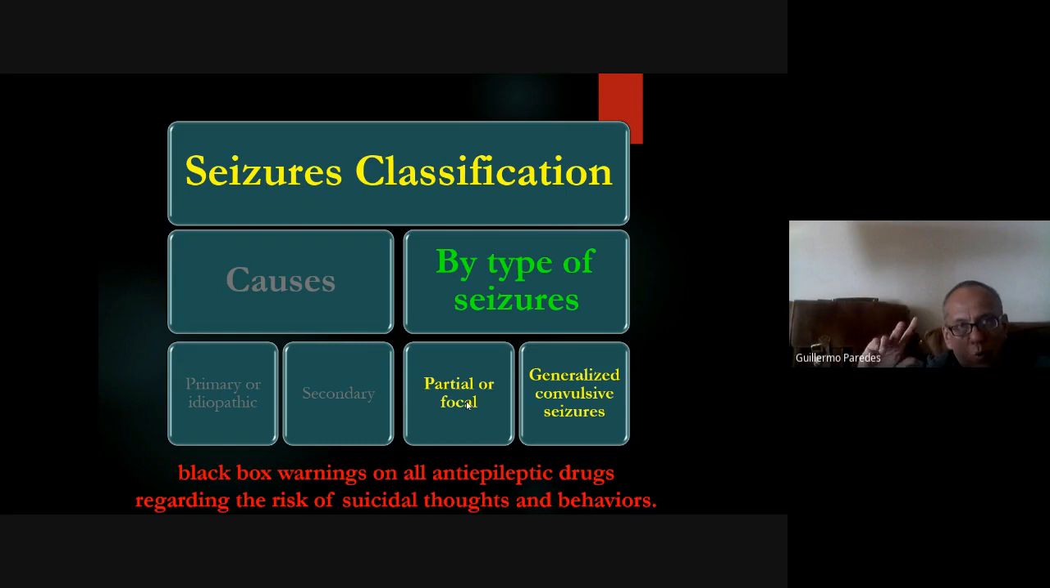But if you know 1, 2, 3, 4, or 5, that's it. So you know which drug will correspond to what. And they are going to ask you, is this drug for partial or generalized seizure? So let's start. Just remember, partial, and what is the opposite? General. Partial or focal, and the other one is the generalized.